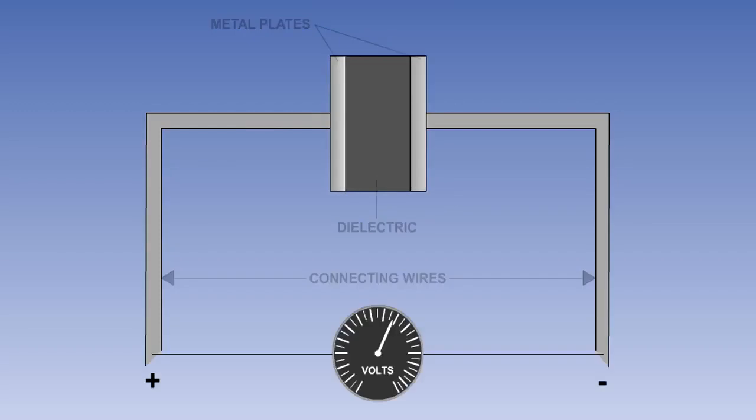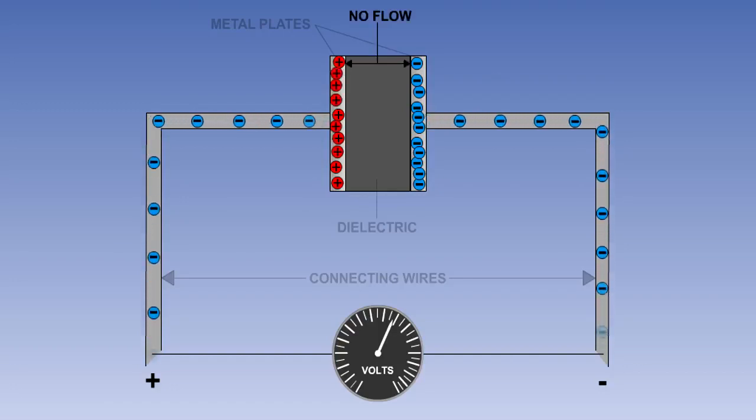If we connect one plate to the positive terminal of the power source and the other to the negative, electrons will flow to the plate attached to the negative terminal and will be drawn from the plate attached to the positive terminal. There will be no flow across the insulator, but one plate will become negatively charged with extra electrons, and the other positively charged because of a shortfall of electrons.